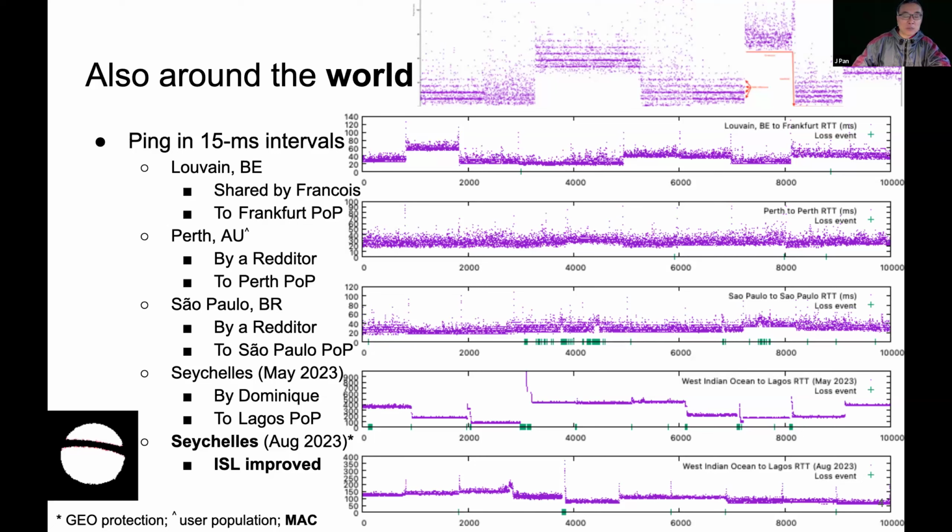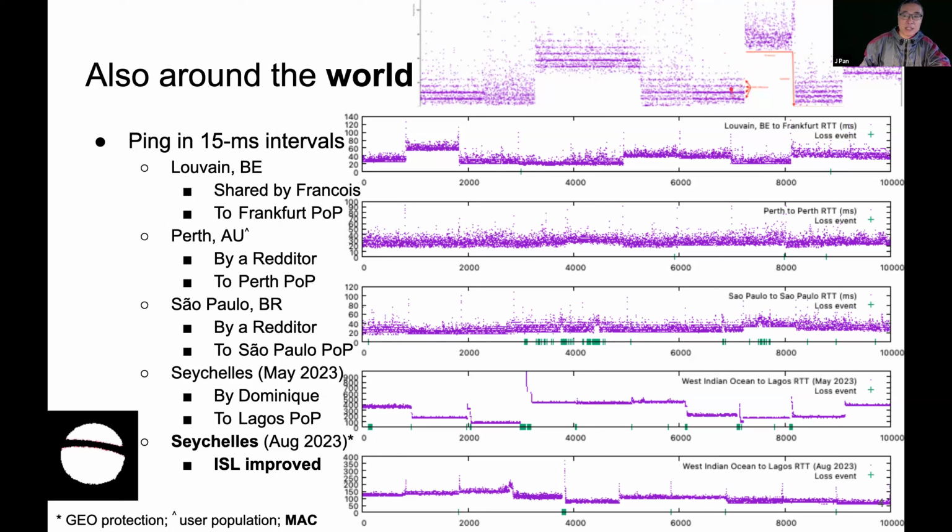So that's why, especially when you have a satellite in space and then you land very far away from your home PoP, you are going to introduce pretty high latency to go back to your home PoP and then come back. So this is one of the distinct behaviors of Starlink.